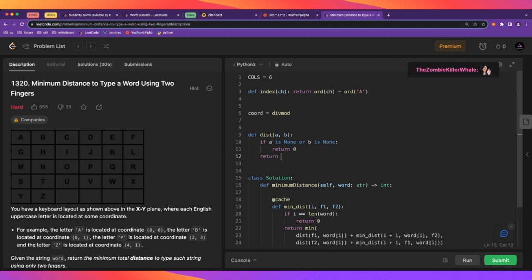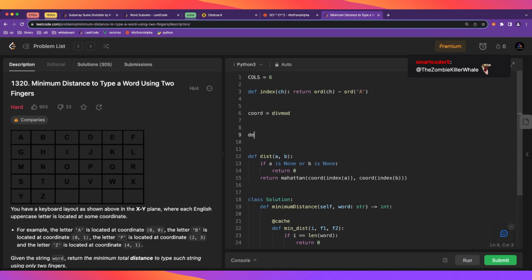So now we want to have a point. So let's say that we have another function that gives us the Manhattan distance. So we want the coordinate of the index of A and the coordinate of the index of B, and we want the Manhattan distance. So that is all. And we're missing Manhattan of A and B, which is the absolute value of A of 0 minus B of 0 plus A of 1 minus B of 1.